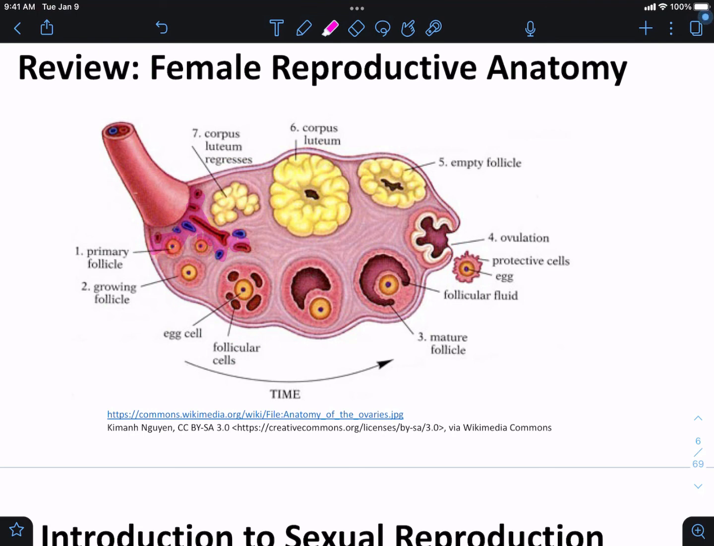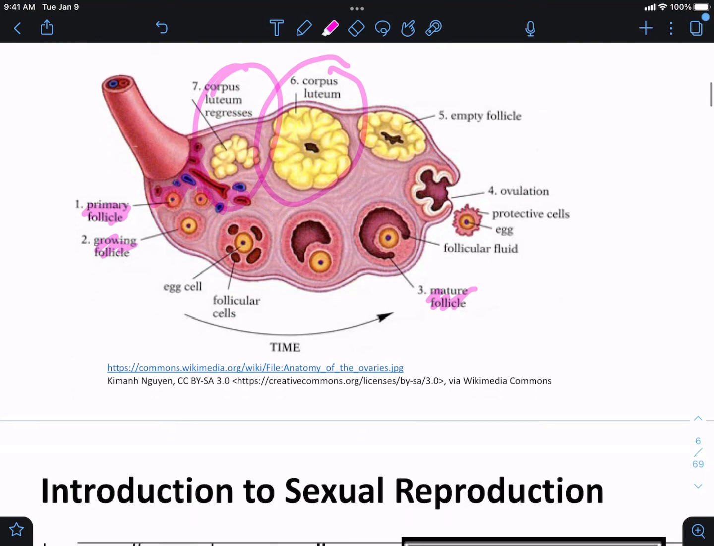Inside this ovary, we will have a tremendous number of primary follicles. This one is only really showing one or two. We'll have growing follicles, and we're going to have mature follicles, and we'll walk through the process of this development. We usually will have a corpus luteum for a short time. It will begin to regress into what's known as the corpus albicans, and we'll discuss that in more detail as well.